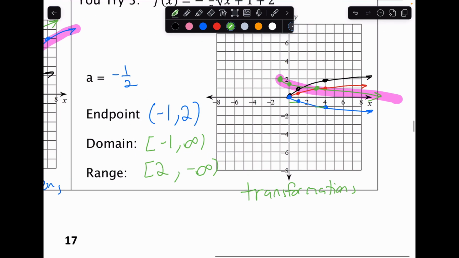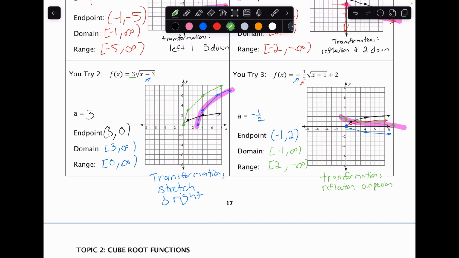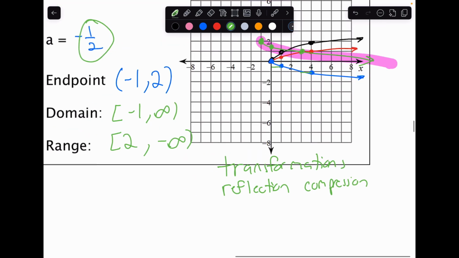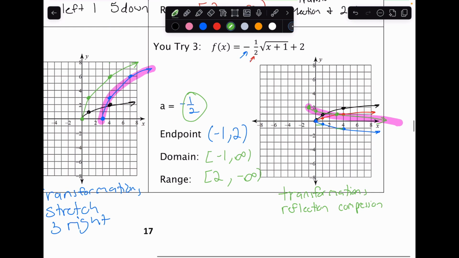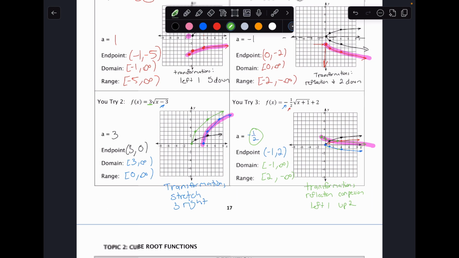The transformations here are going to be a reflection, and then a compression. If this guy makes the y value smaller, right? We went from like 1 to 1/2, 2 to 1. That's a compression. Here it made the y values bigger. We went from 1 to 3, 2 to 6, right? That's a stretch. So we had the reflection from the negative, the compression from the 1/2, and then the up, down, left, right, we went right 1. No, we didn't. We went left 1. We went left 1. And then we went up 2. So that would be all of our transformations.